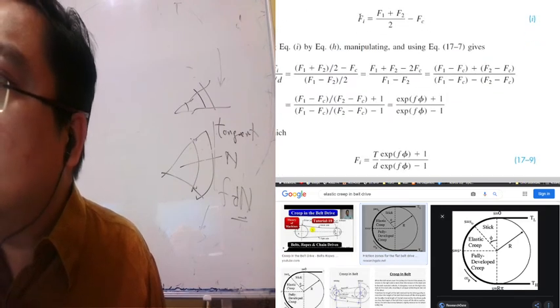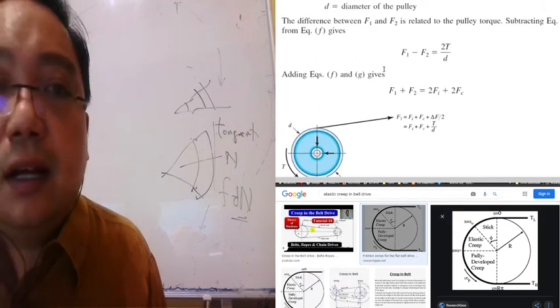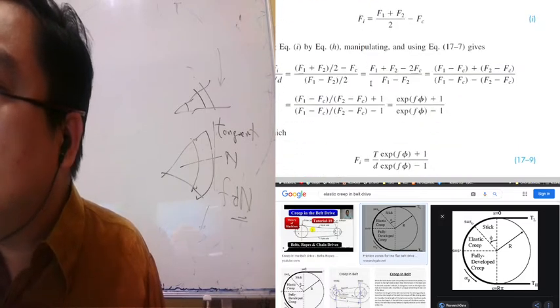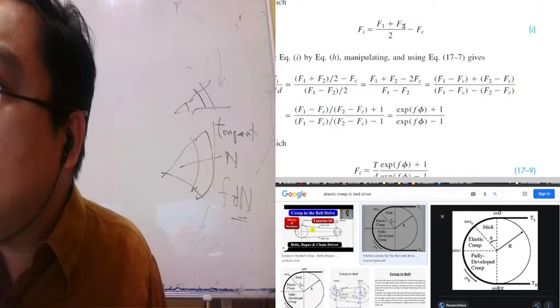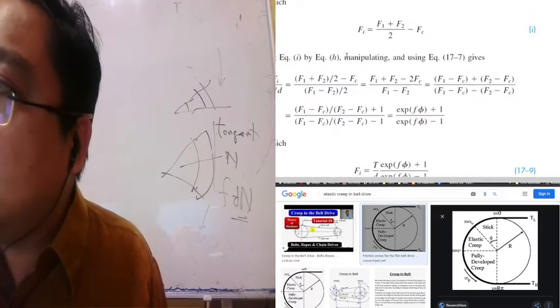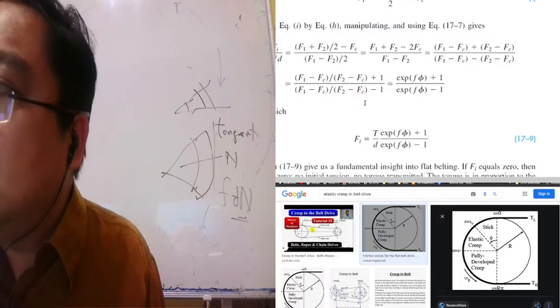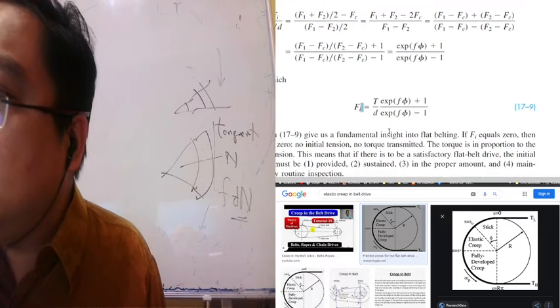And then Fi is called the initial tension. Fi equals F1 plus F2 over 2 minus Fc. Dividing equation 1 by equation 2 and manipulating, it gives this equation, from which the initial tension Fi equals T over D times exponential f phi plus 1 over exponential f phi minus 1.